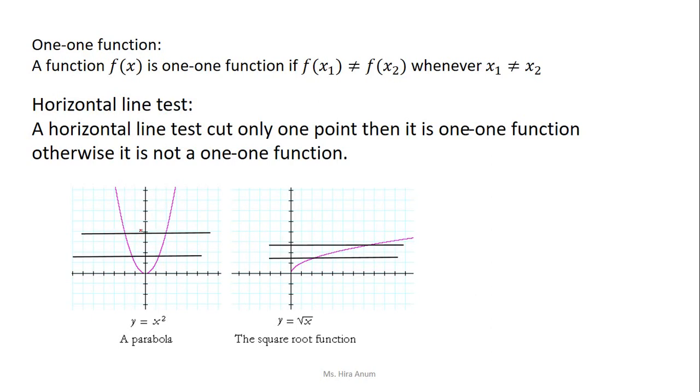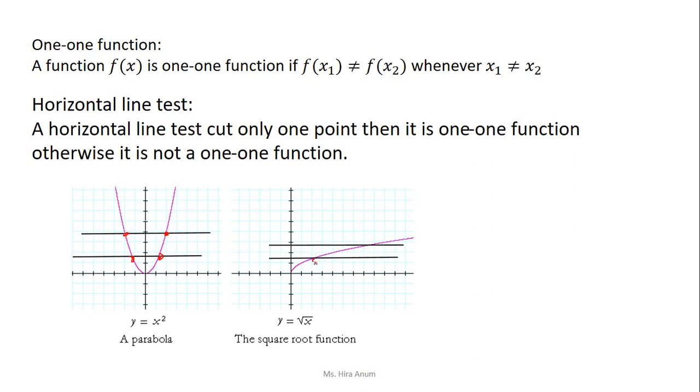We're taking the graph of x square. We draw a line, a horizontal line, here and here. It cuts at 2 points. So this is not a 1-1 function, because it cuts at 2 sides, 2 points.